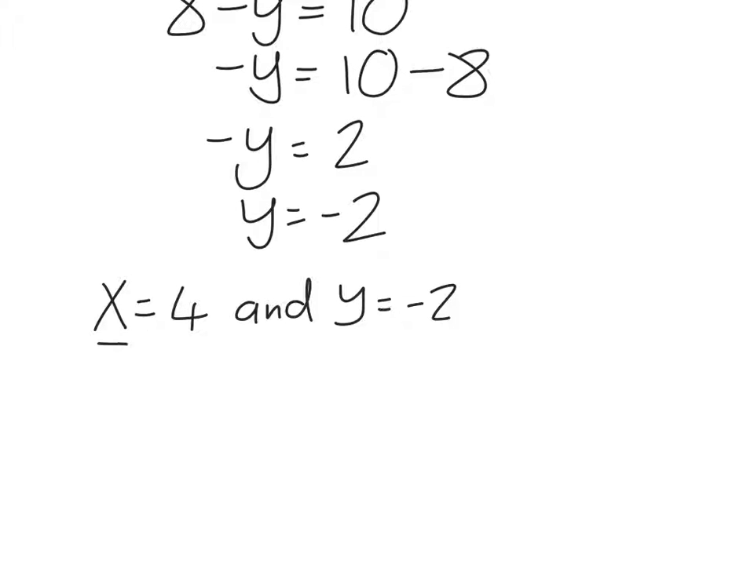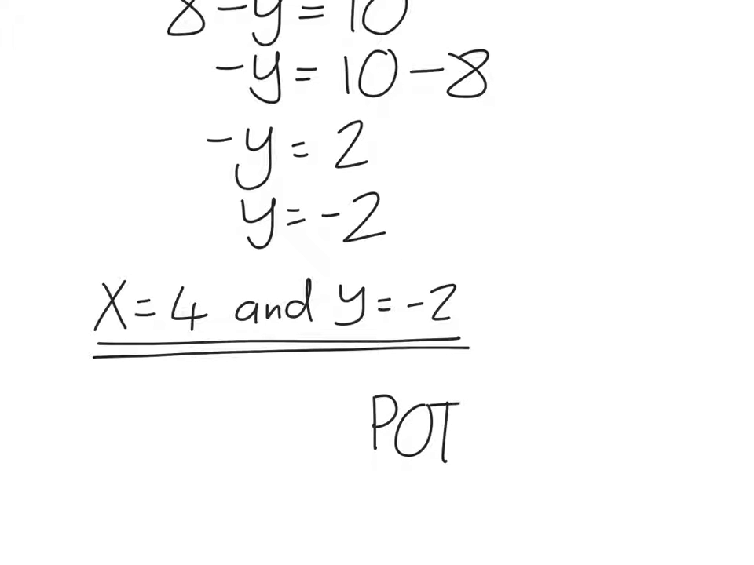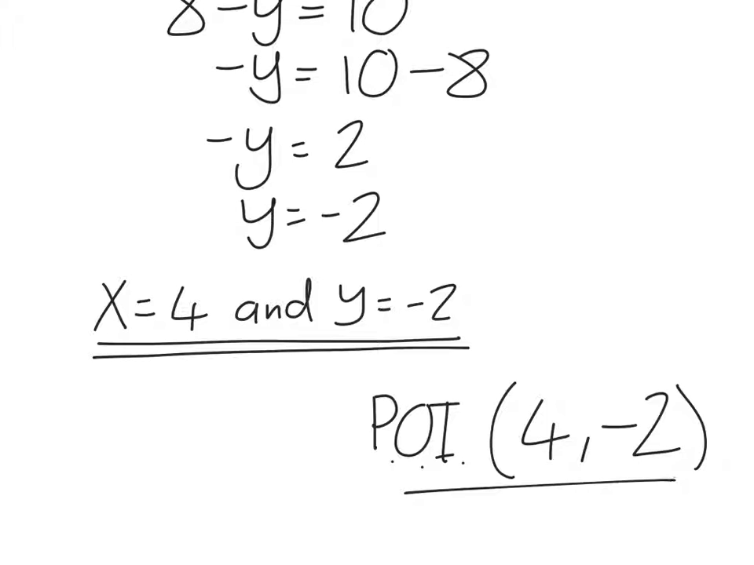Now what we can do, if we want to check if these are right, we can take those and we can substitute them into equation number 2. If we do that and the equation works out, then we know that these two are the correct answers. This is often written as a point of intersection. It refers to the point where the two equations or the two lines cross over. So the point of intersection in this case would be the point 4, negative 2. That's our final answer and the end of the question.